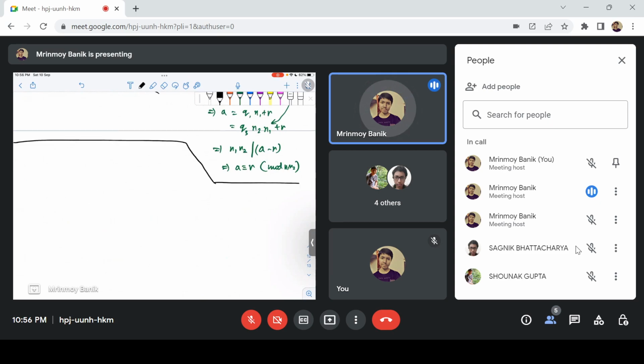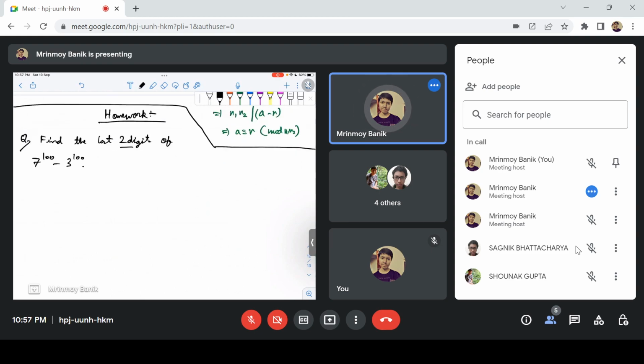Okay, it's already about to be too late. So before that, let me post some homework and call it a day. The first question is: find the last two digits of 7 power 100 minus 3 power 100. So mind you, last two digits, not just one.